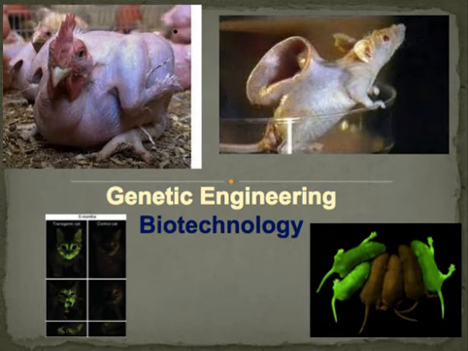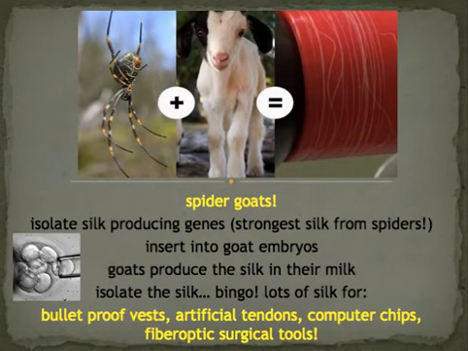So hybridization. Spider goats. Well, not really a goat that can build a web, but scientists are working on isolating silk-producing genes, like from spiders, very strong silk, like Spider-Man, to insert them into goat embryos in the goat's genetic code so that the goat would produce silk in their milk.